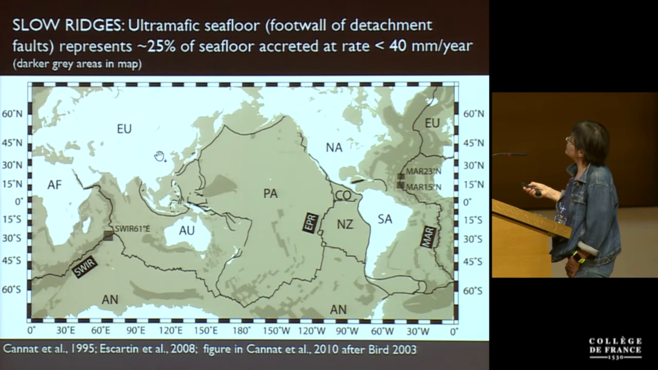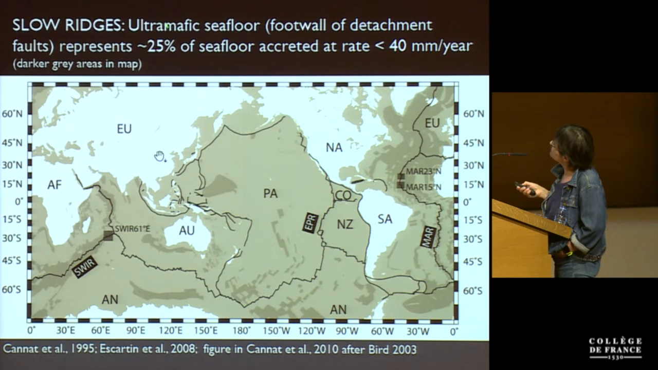So another thing that was discovered quite interestingly is that this ultramafic seafloor, the result of the activity of these detachment faults, can actually be estimated through several means to represent about 25% of the seafloor that is accreted at slow rates, so less than 40 millimeters per year. And these are the darker gray areas in this map.